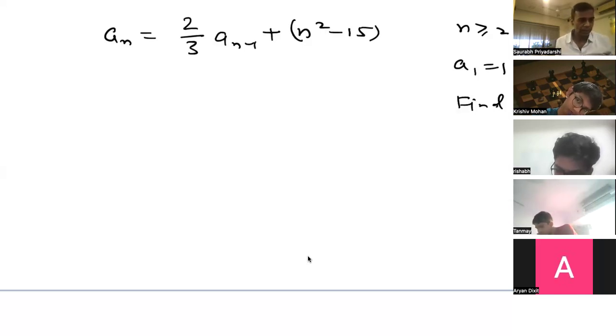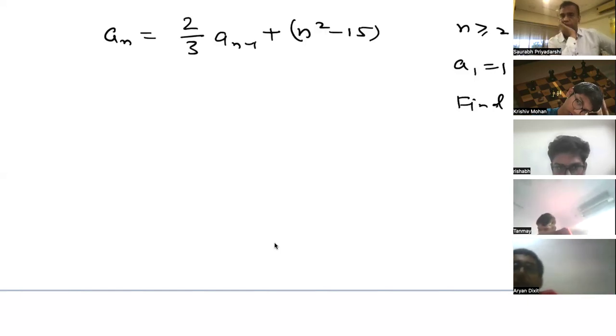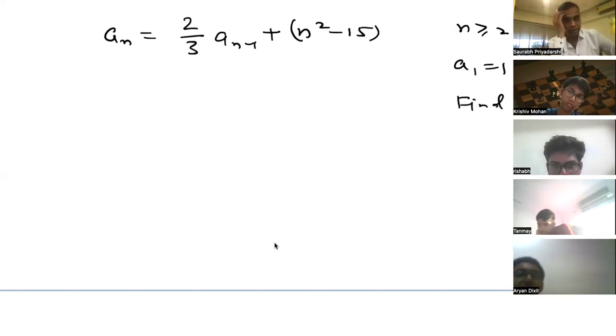A1 is given, beta. A1 is given as 1. No, sir, the doubt I had is that you had already given An there, so I got a little confused. Sir, it's asked to find An, right? But here An is already given. An is given means you have to find An in terms of the constant. This is the relation given, beta. We have to just find the value of An. Yes, sir.